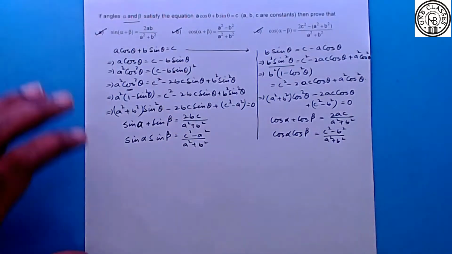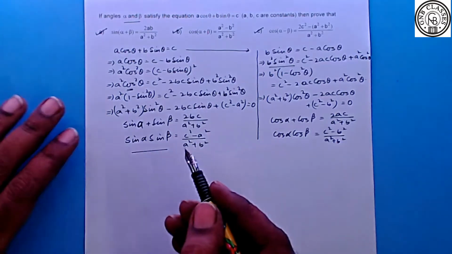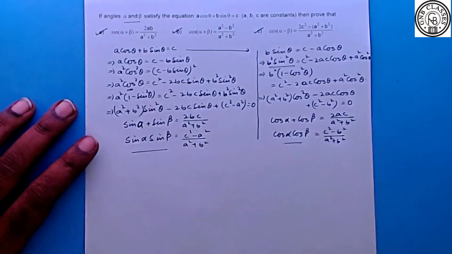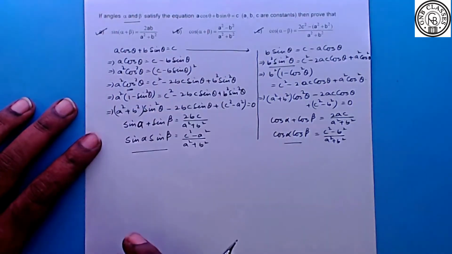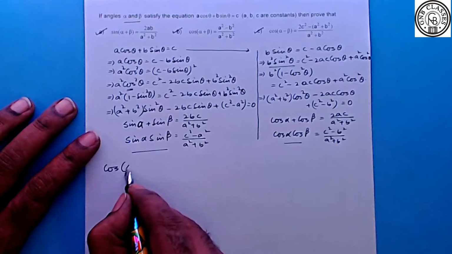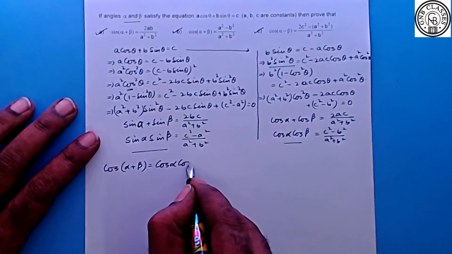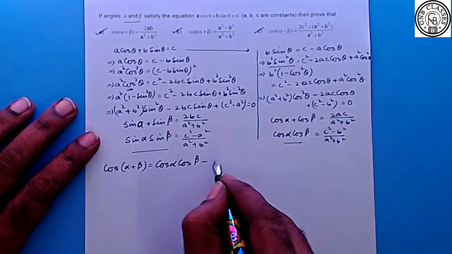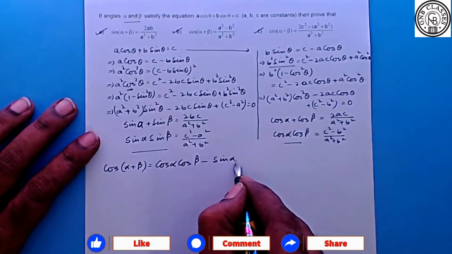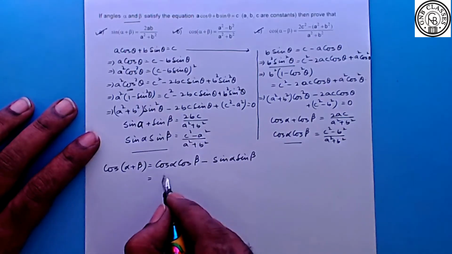Simply you have to do these two calculations. You have to find out what is sin α sin β, and then we have to find out what is cos α cos β. The moment you get these two, you can find out all those values. Like, if I want to find out cos(α + β), what is cos(α + β)? It's cos α cos β − sin α sin β. Simply put the values.